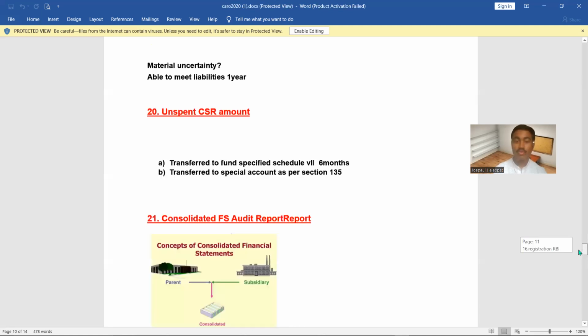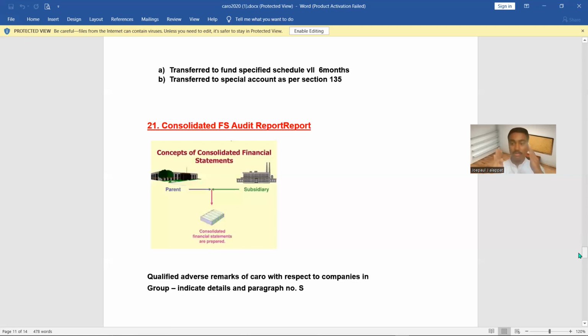If you are a group company, you have to see whether there are individual companies in your group. For example, your ITC company. In ITC, there are Classmate notebooks, Yippee noodles, many brands. If there are any adverse comments in the CARO of Yippee, you have to report that in the group CARO of ITC. That's all. The paragraph number and name. Very simple, guys. That is regarding this 21st clause. If your subsidiaries' CAROs have some adverse comments, you have to report that in the parent CARO. That's all regarding the 21 clauses of CARO.